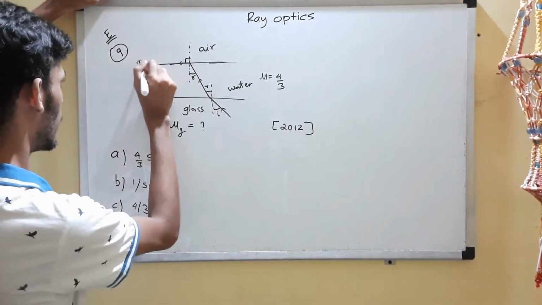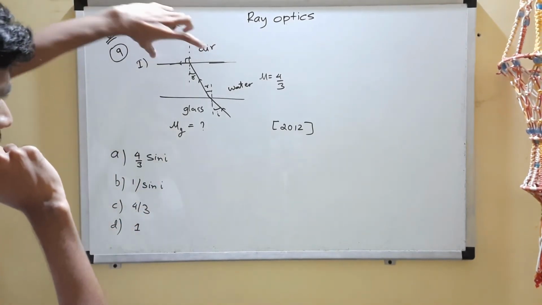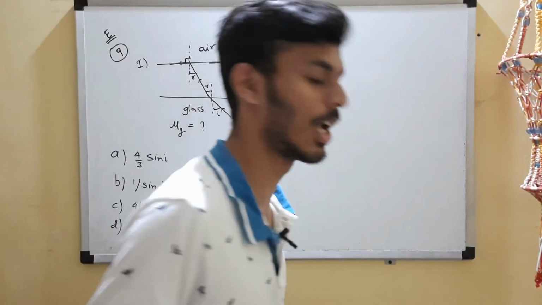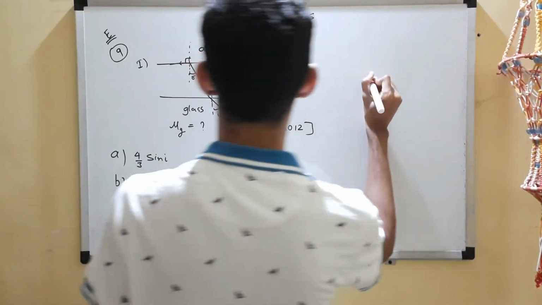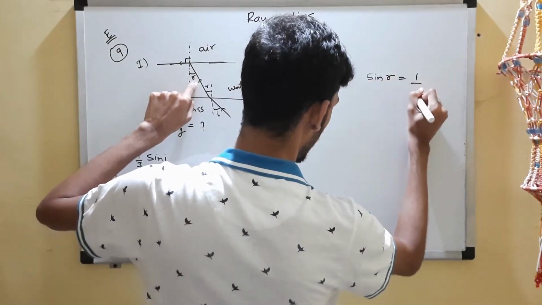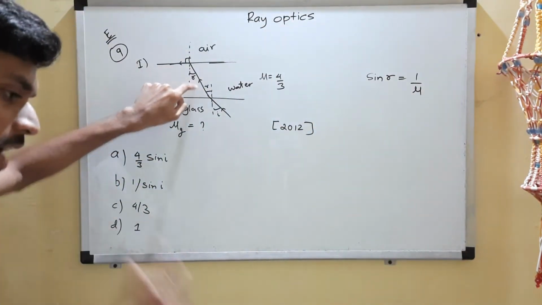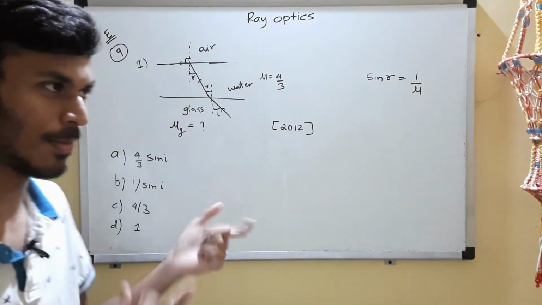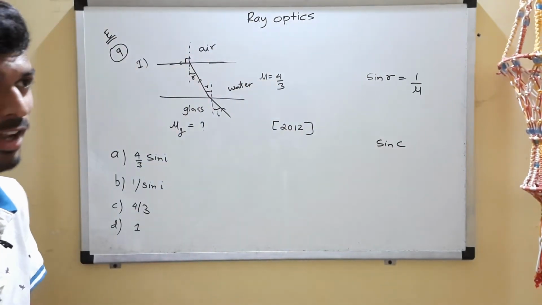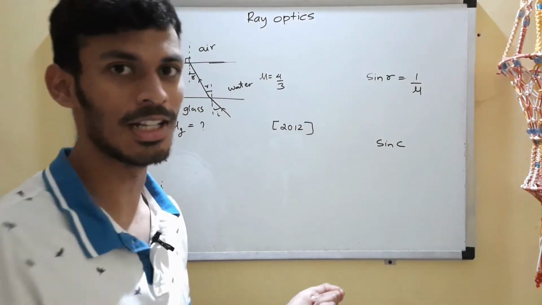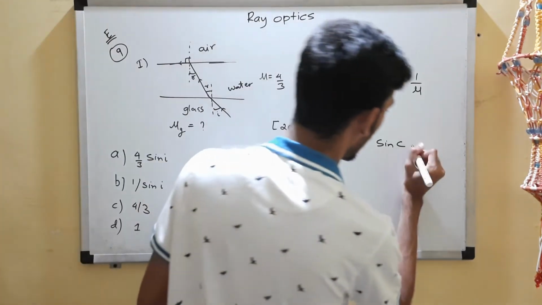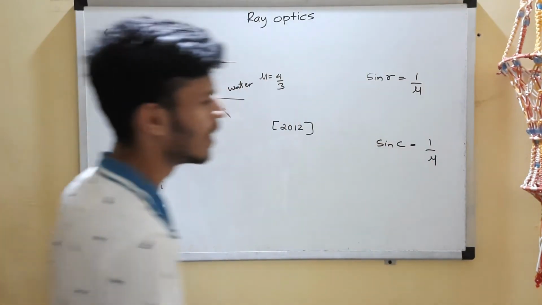It's very simple actually. First, you can see that at this first surface between air and water, we have grazing emergence happening. In this case you'll know that the sine of this angle is nothing but 1 by mu, where mu is the refractive index of the denser material. Basically I'm saying that r is nothing but the critical angle, it is the angle at which grazing emergence is happening, right? So r over here is the critical angle, so sine of critical angle is 1 by mu.